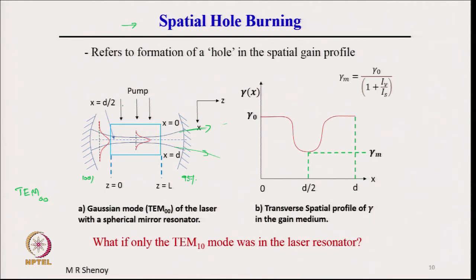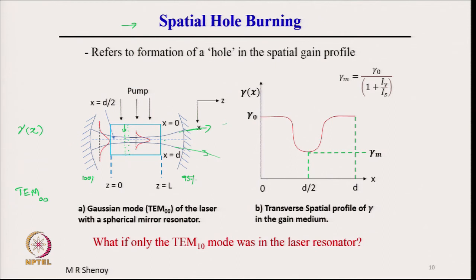But if we look in the transverse coordinate, note that this is the z direction, always the propagation direction we will assume as z. The transverse, that is the perpendicular direction, if it is x, then in the medium, if I were to travel from x equal to 0 to x equal to d, what would be the gain at different points? Gain at this value of x, this value of x, at different values of x. And if I plot that gain gamma as a function of x, then what I would get is gamma of x.